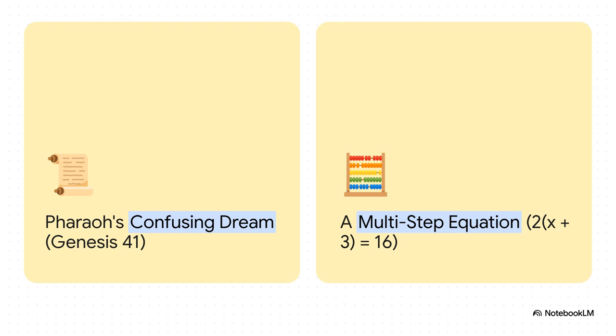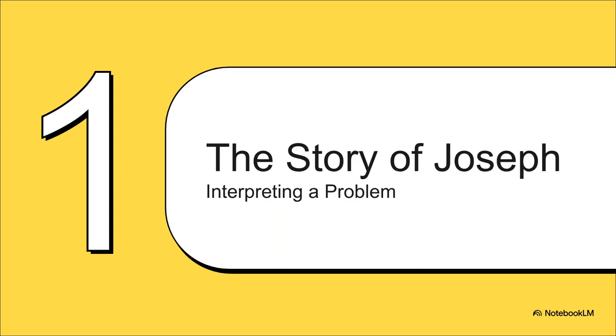On one side, you have an ancient Egyptian ruler's totally confusing dream, and on the other, a multi-step equation. What could they possibly have in common? Well, it turns out they both represent the same kind of challenge, a complex problem that feels unsolvable until you find a clear step-by-step process. So let's jump back in time to the ancient side of this puzzle.